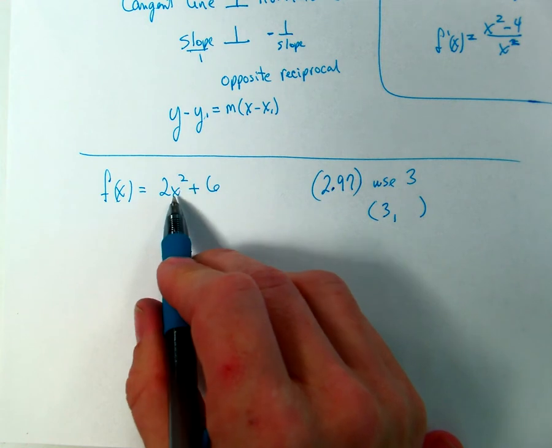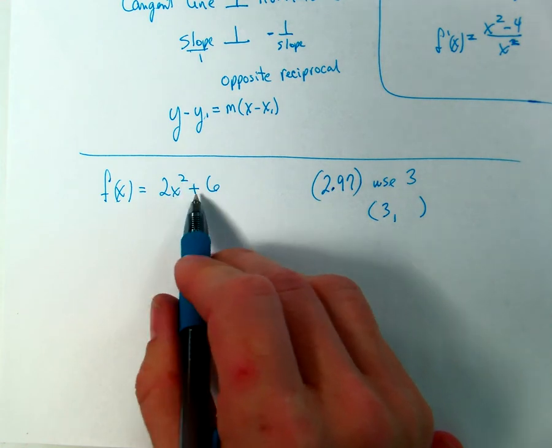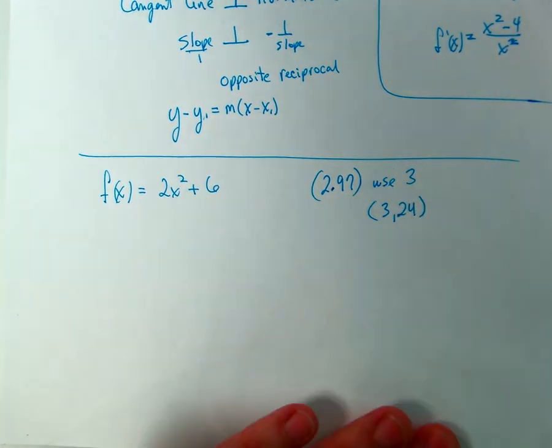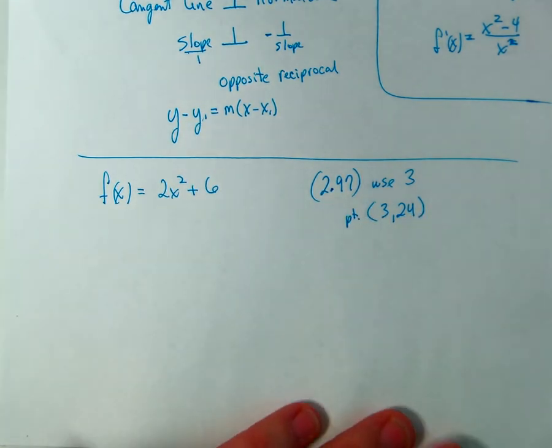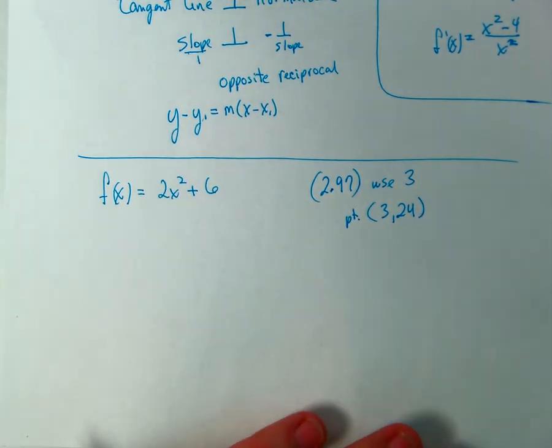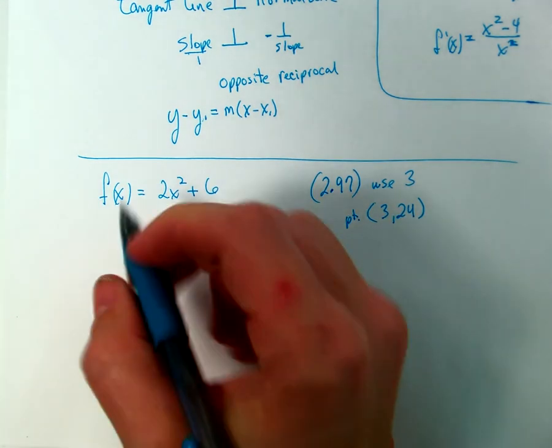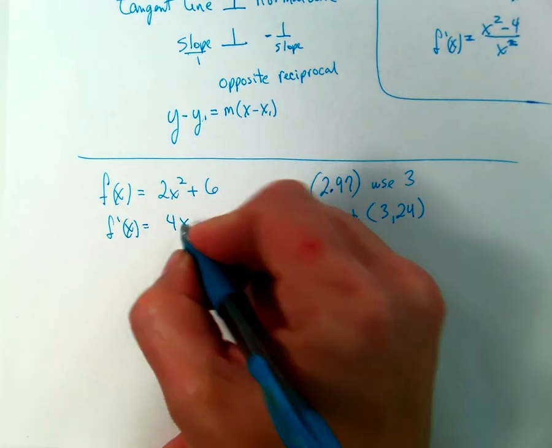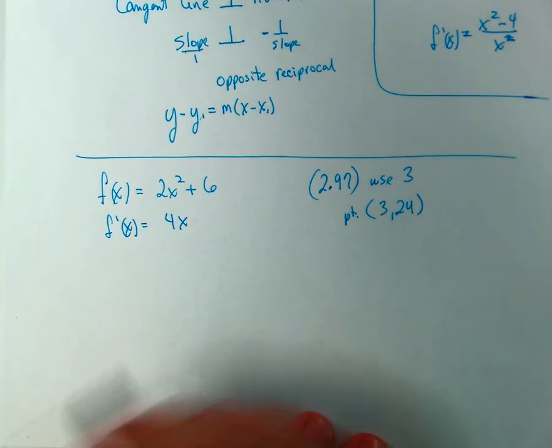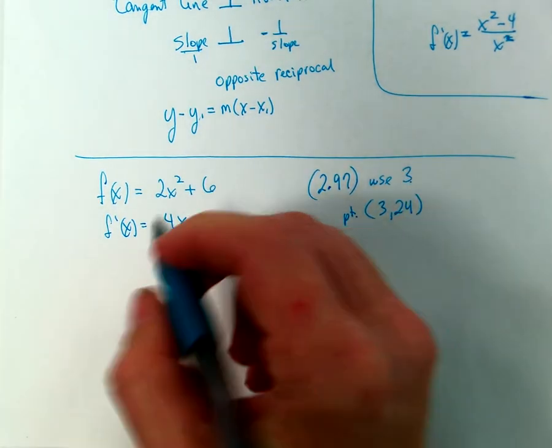3 squared will be 9, 2 times 9 is 18, plus 6 will be 24. So the value of the point will be 3 and 24, the ordered pair. Then I need to go and find the derivative, which in this case is pretty easy. It's just going to be 4x. I can plug the 3 in to find the actual slope.